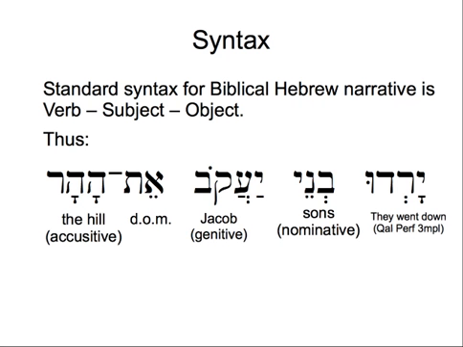We have our direct object marker, the aleph tav, that we've discussed in our noun presentation, and so that is going to mark our direct object, the noun that is in the accusative position, and that describes what the sons went down. They went down the hill. So that full translation would be Jacob's sons went down the hill, and that is a Hebrew sentence.